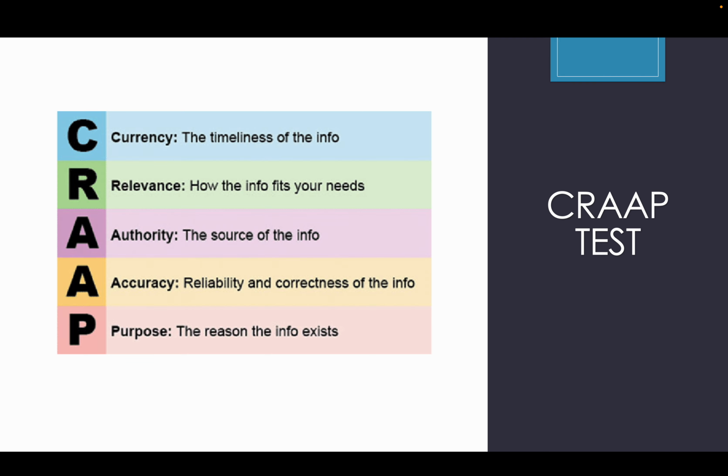Accuracy, reliability, and correctness. So if you see this over and over again in reliable sources, then maybe it's accurate. And purpose is looking for that agenda, right? What's the reason that the information exists? Do they have an agenda? Do they have a bias about the information that they're putting out there? So the CRAP test is just kind of a fun way to remember it.